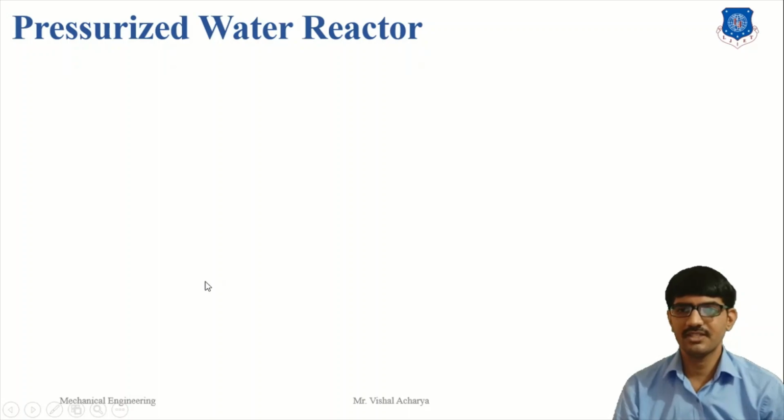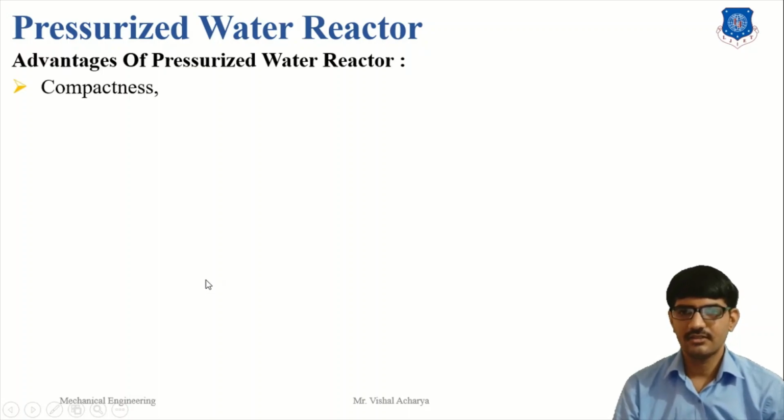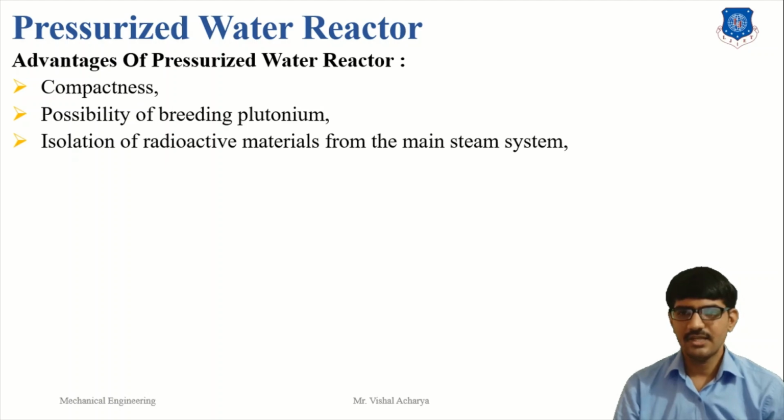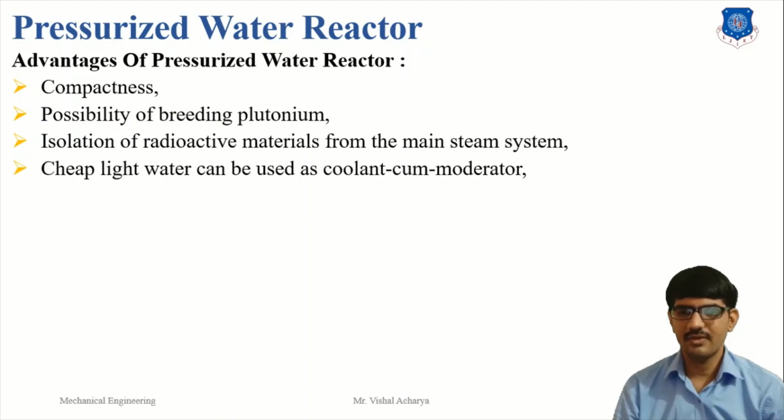The advantages of the pressurized water reactor: first is the compactness, so less space is required. There is a possibility of breeding plutonium, which is a main advantage, as we get another nuclear fuel. There is isolation of radioactive material from the main steam system. Only one primary circuit is required for the isolation, and only the primary circuit produces radioactive waves. Cheap light water can be used as a coolant cum moderator.